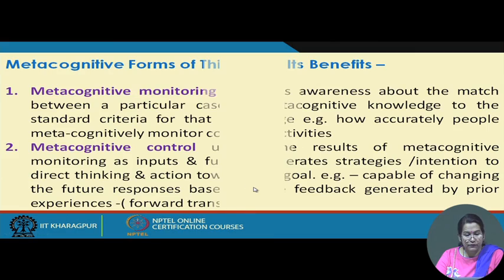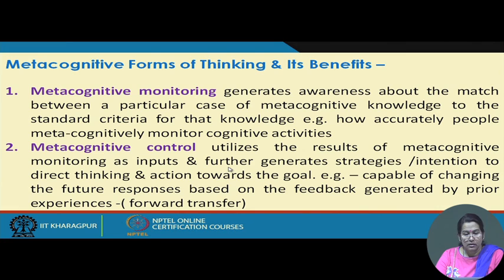In the last class we discussed metacognition and how it facilitates declarative knowledge, procedural knowledge and conditional knowledge. So, now we will discuss the benefits of metacognition, and metacognitive forms of thinking in our various cognitive processes. Metacognitive forms of thinking and their benefits. Metacognitive monitoring, and how it generates awareness.